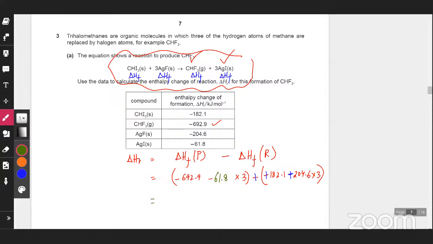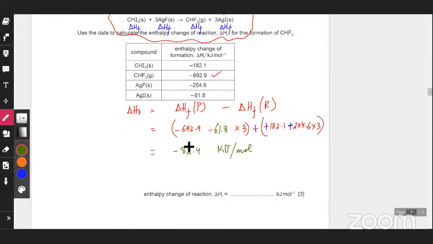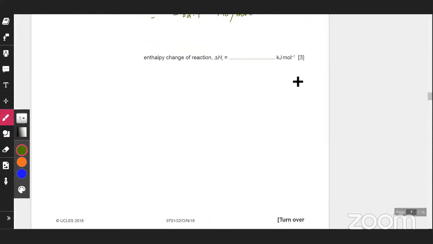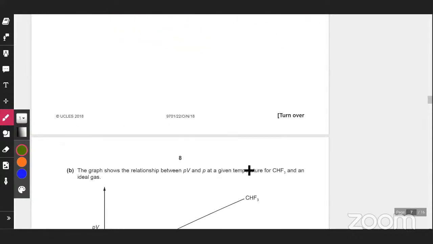So I'm getting minus 82.4. I'm not sure. I'm using an online calculation. I'm getting it too. So probably that would be the right answer. Make sure you write the units. It's going to be kilojoules per mole. That's going to be your answer to this part. Actually, they had given the unit.